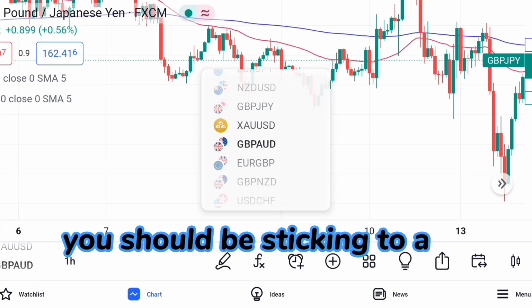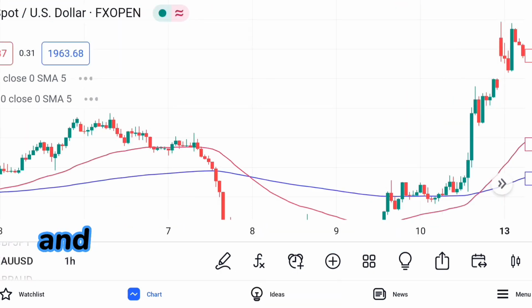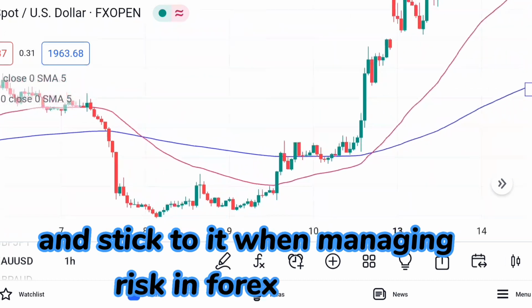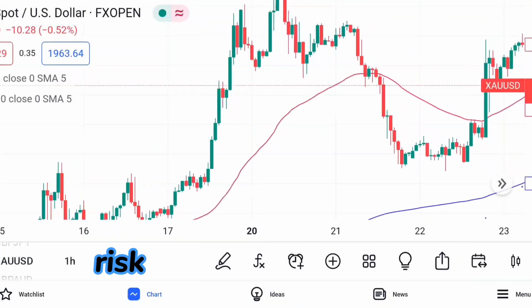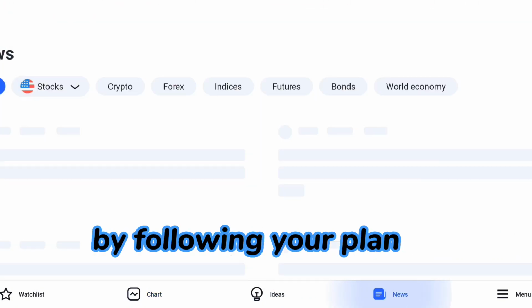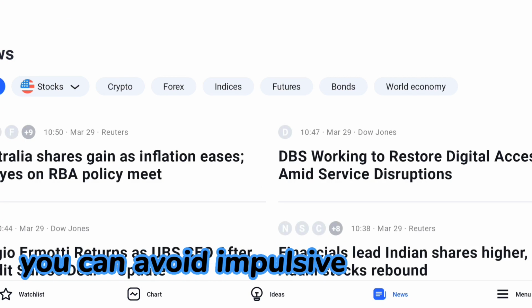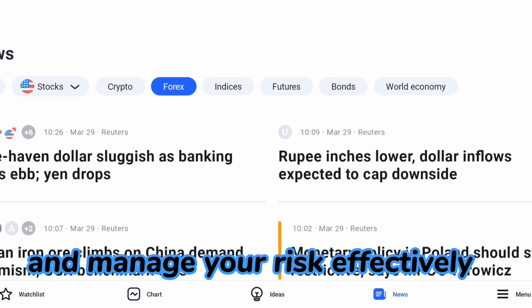You should be sticking to a trading plan. Finally, it's crucial to have a trading plan and stick to it when managing risk in Forex trading. A trading plan outlines your goals, strategy, risk management rules, and trading rules. By following your plan consistently, you can avoid impulsive decisions, minimize emotional bias, and manage your risk effectively.